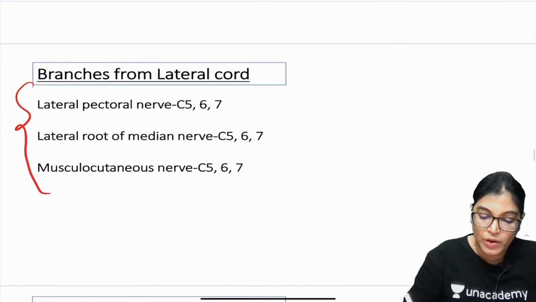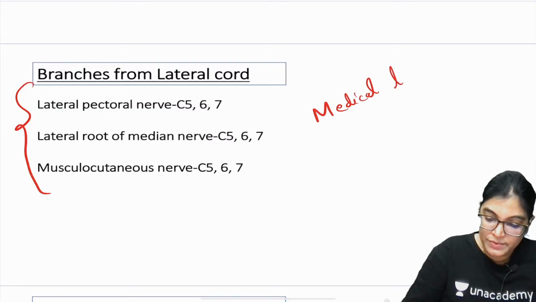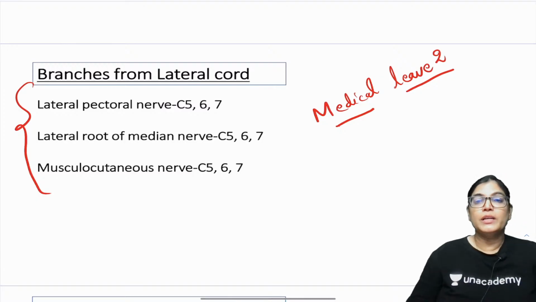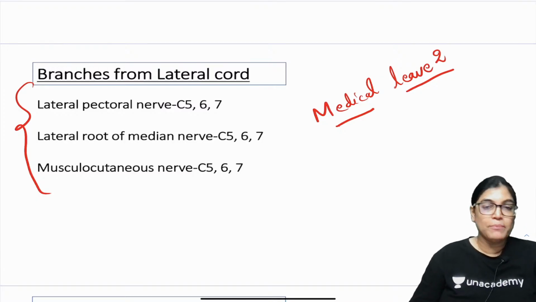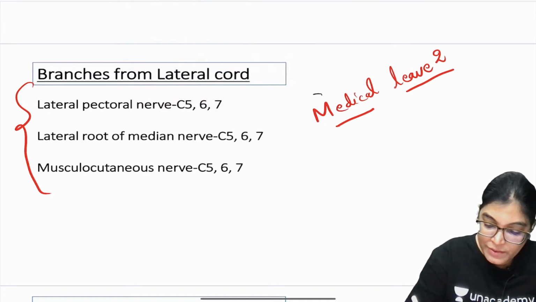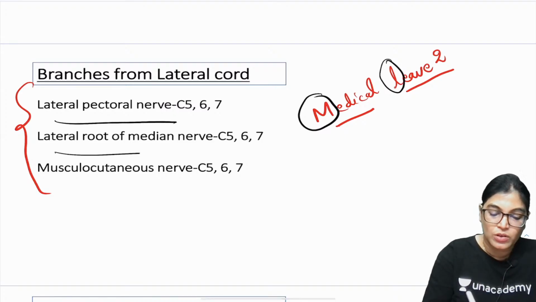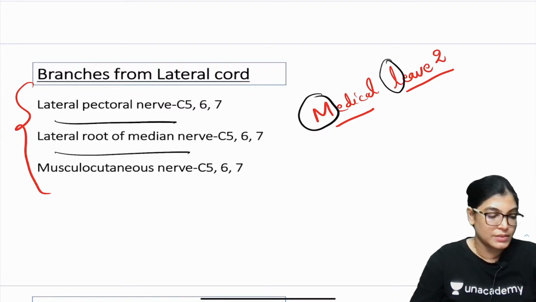I would like to give you a mnemonic, ML2, medical leave 2. The mnemonic is medical leave 2. Here, the M in medical leave is musculocutaneous nerve. L2 means lateral pectoral nerve and lateral root of median nerve.